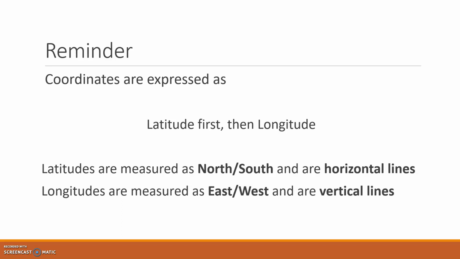Before we get into any of the questions, this is just a reminder for the way these coordinates are expressed. We always have latitude first and then longitude. Latitudes are the ones that measure your north-southness compared to the equator, and those are the horizontal lines. And longitudes measure how far east or west you are of the prime meridian, and they are the vertical lines. So that's a reminder before we get into these questions.